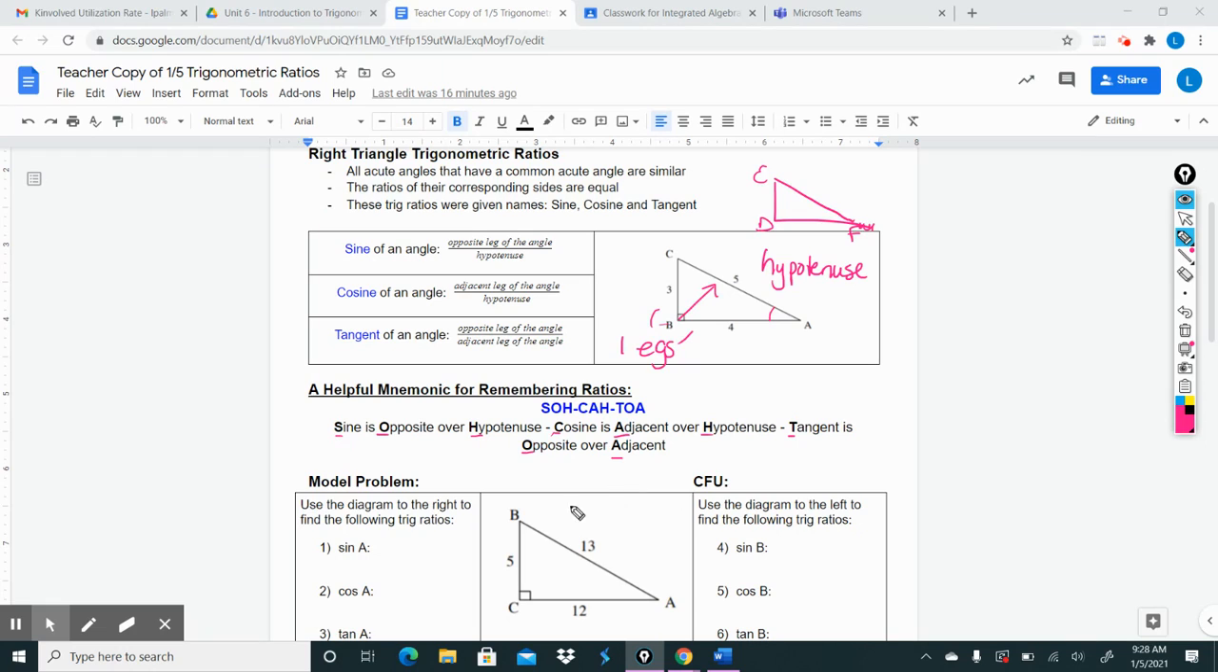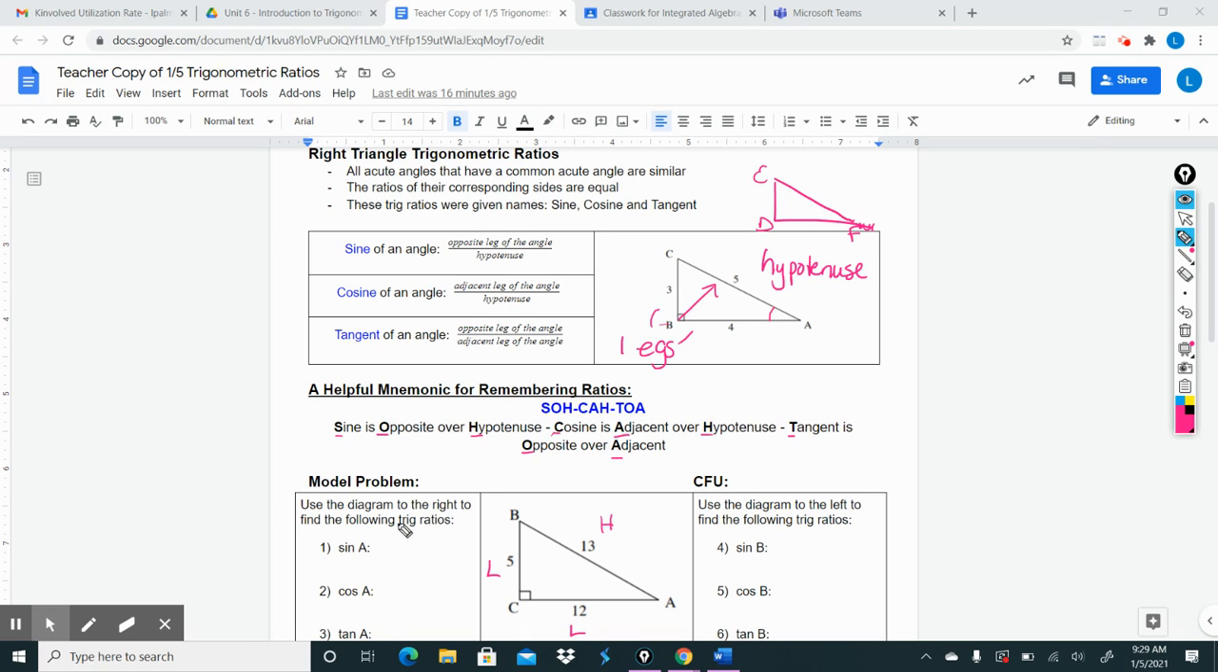Today we're just going to be dealing with understanding and identifying our trig ratios. We have a triangle ABC. C is the right angle. Remember, the two sides that make the right angle are your legs, and this is your hypotenuse. So we have a hypotenuse, leg, leg. Depending on whether we're talking about angle A or B, the two legs will be adjacent or opposite.